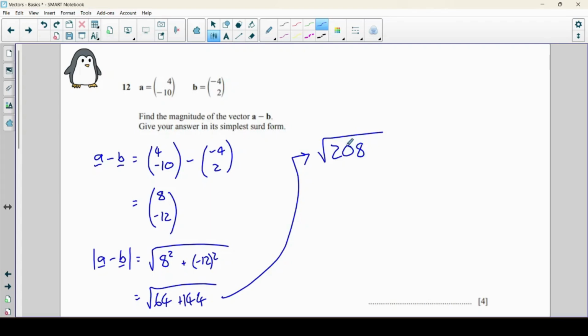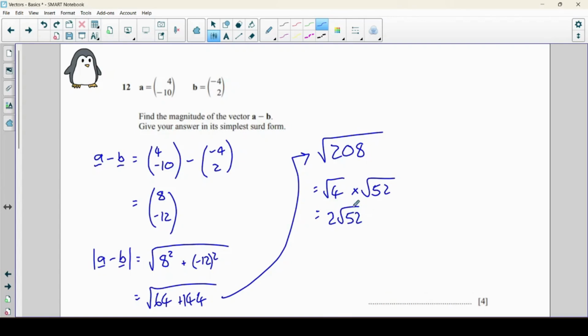Now, I know this is divisible by 4. I'm not sure if it's divisible by 16. I think it might be. But let's do it one step at a time just to check. So I'm going to do root 4 times by, now that divided by 4 is going to be 52. Okay, square root of 4 is 2, so I've got 2 root 52.